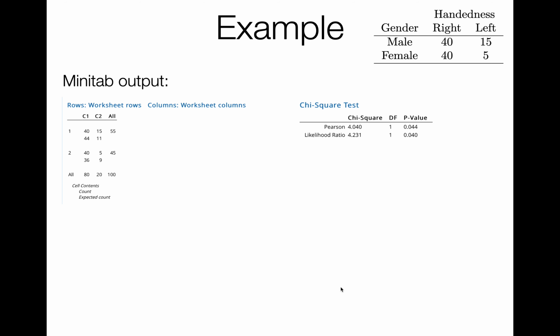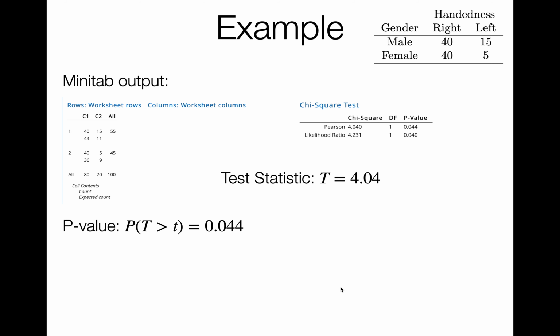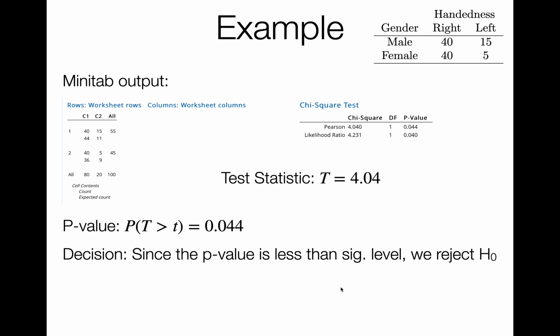But anyway, I digress. What we're interested in is the Pearson number, which is 4.04. So that is our test statistic. And the p-value is 0.044. It's a right-tailed p-value, of course, because this is always a right-tailed test. And since the p-value is less than the significance level, we reject the null hypothesis.